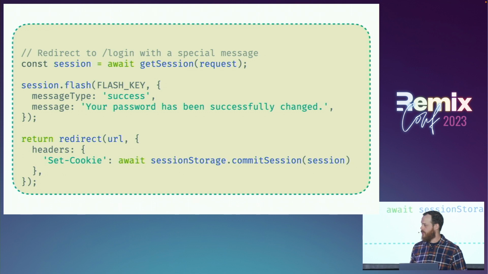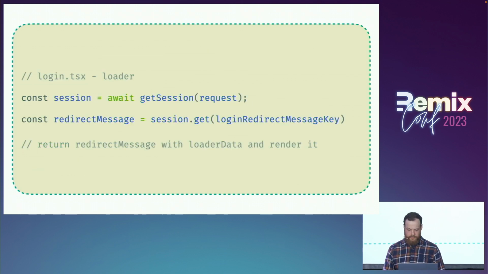So you take your session that you get from the request, and then you just say session.flash with some key, can be anything, and then some object, the message that you want to send. So in our case, it's a success message type, and then the message, your password has been changed. And then you redirect to the login URL, for instance, and say set cookie. And the session storage.commitSession is how you do that with Remix to send that new cookie. And then in the loader on the login page, for instance, you can get the current session and then read that redirect message and display it to your user however you want.